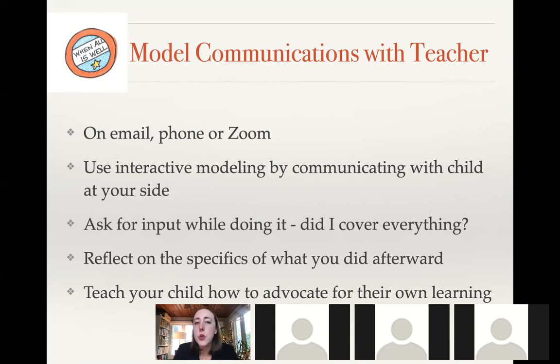What did we do? How did we introduce ourselves? How did we sign off? So that your child gets a real sense of how to communicate with his or her teacher. It's super important. This can be a time when our children learn to be advocates for their own learning, but we have to model that communication.